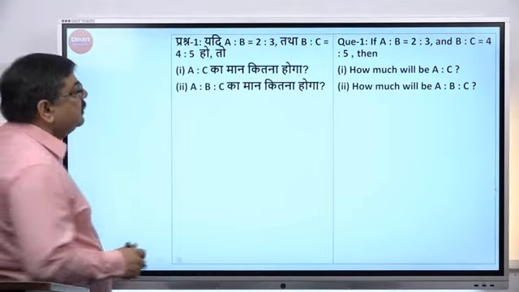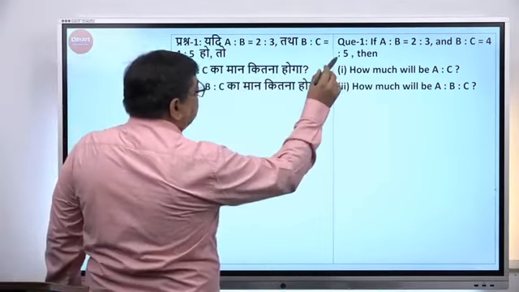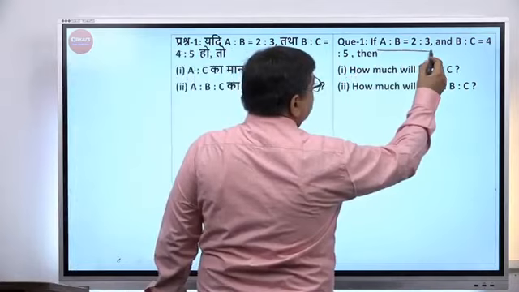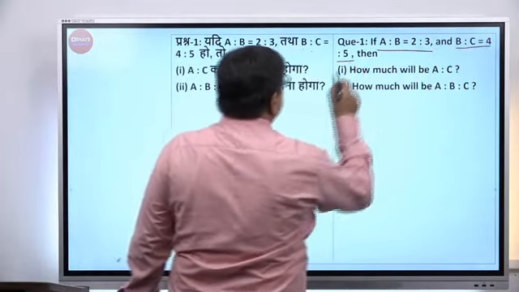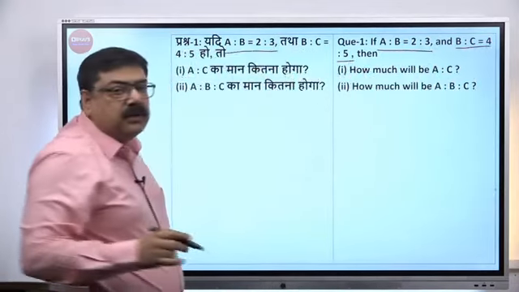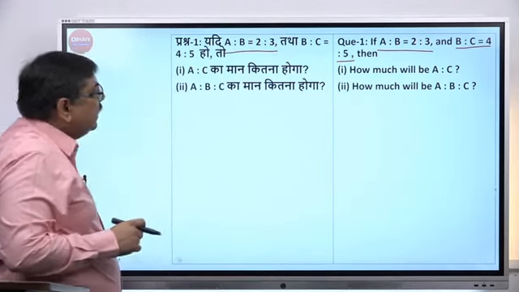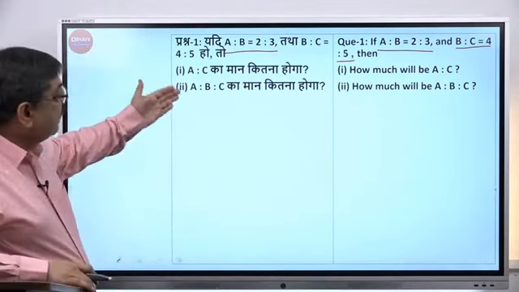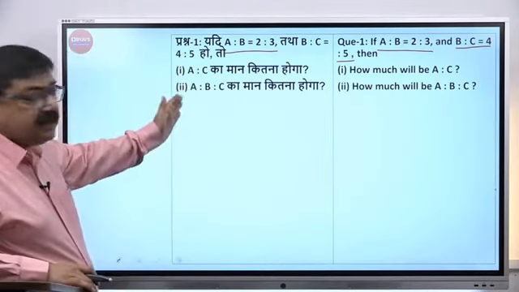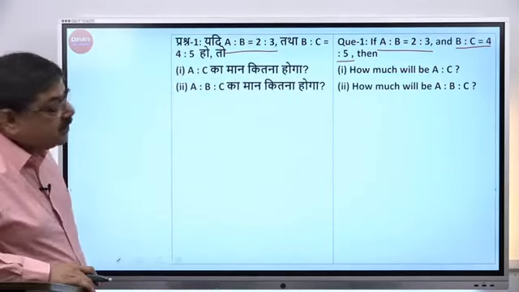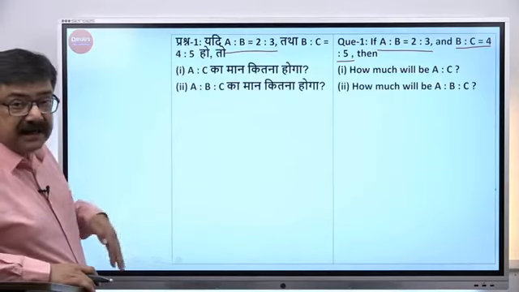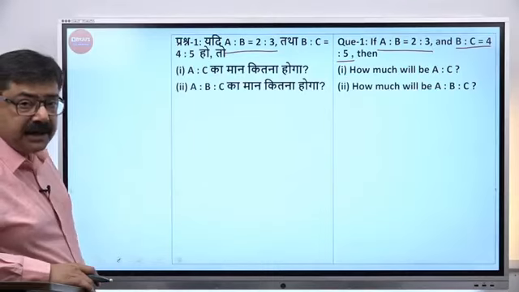All right, let's start. If A is to B is 2 is to 3 and B is to C is 4 is to 5, अगर A सही B दिया है 2 सही 3 और B सही C दिया है 4 सही 5, तो आपको A सही C का मान निकालना है, A सही B सही C का मान निकालना है. So now you have to find out how much is A is to C and how much is A is to B is to C.